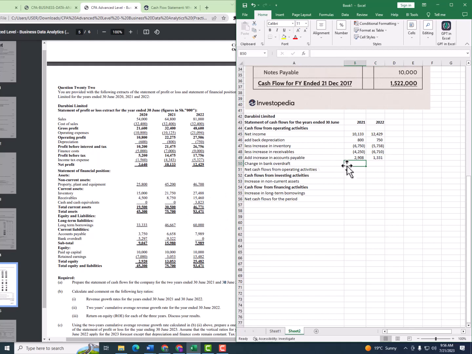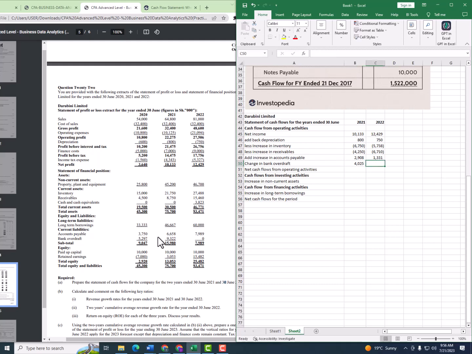Then we have change in bank overdraft. We can see the bank overdraft from 2021 to 2022 increased, meaning that we got more overdraft and therefore we add. So equals, open brackets, for bank overdraft, you have 9322 minus the figure for 2020, which we have here as 5297, close brackets, hit tab.